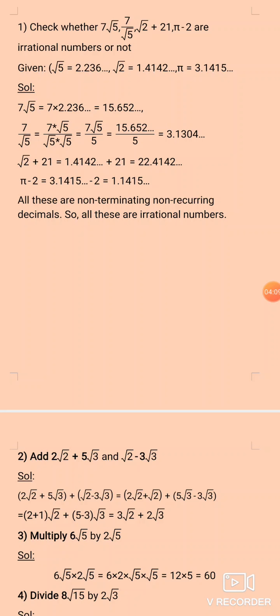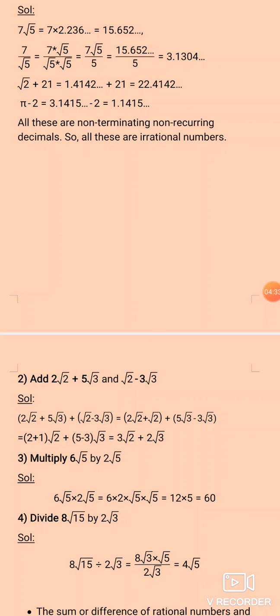Then that becomes what? 2 root 2 plus 1 root 2 is what? 2 plus 1 into root 2. Take root 2 as common. Then next, 5 minus 3 into root 3. Take it as common. Then 2 plus 1 is what? 3 root 2 plus 5 minus 3 is what? 2 root 3. Clear?